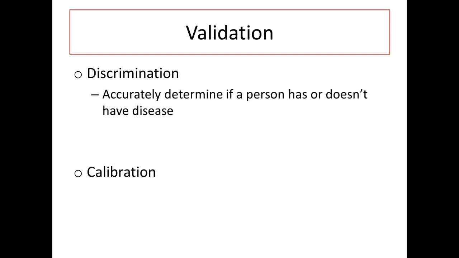So let's talk a second about validation, discrimination, and calibration. Discrimination means, will your tool accurately assign a patient as having disease or not having disease? It's as simple as that. Is it right in assigning patients as being diseased or not? And classically what's done here is a C statistic or an area under a receiver operator characteristic curve.